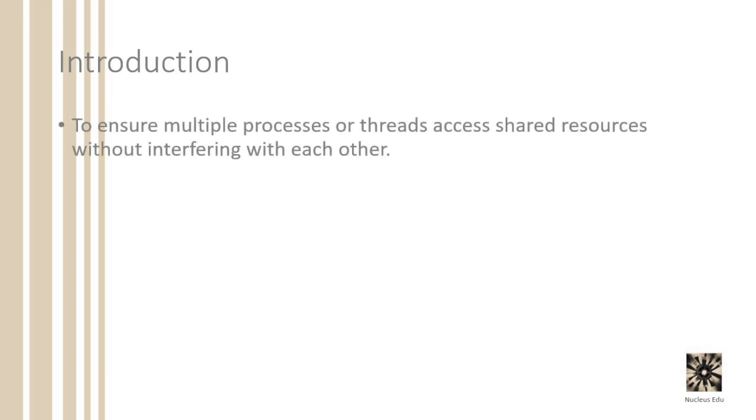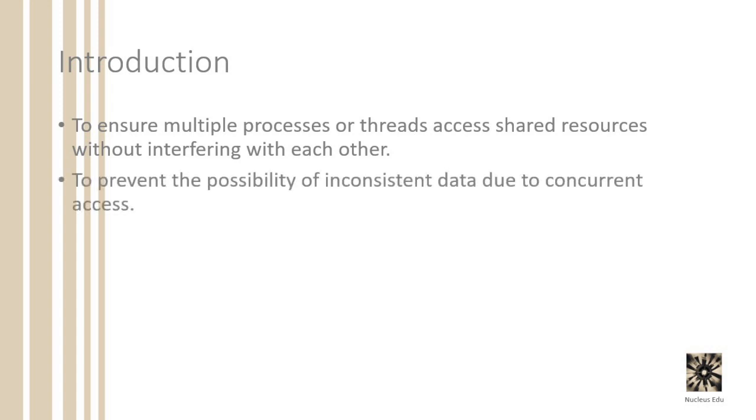So why do we need synchronization primitives? Synchronization comes into play when multiple processes or threads access and manipulate shared resources. Allowing them without any restriction may lead to data inconsistency. Now, when I say shared resources, one thing to note here is it could be a piece of data that is being shared, like a simple variable, or it could be a critical section in code which needs exclusive access by one of the sharing multiple processes or threads. So synchronization helps to prevent the possibility of inconsistent data due to this concurrent access.